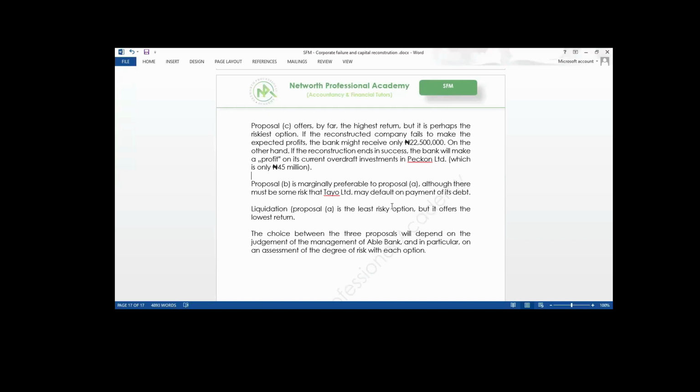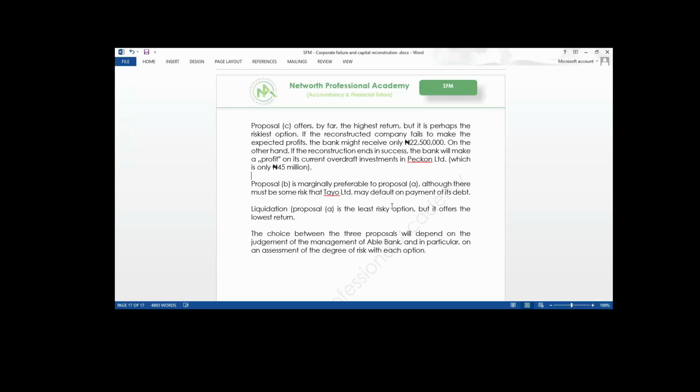Now let me pose the question back to you. Let me ask you this way. You are aware that a company is having problems. Will you buy the company's shares? No. So if the bank is willing to sell this company's shares to you, will you be willing to buy? No, sir.